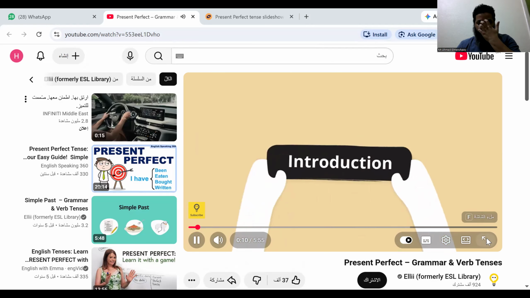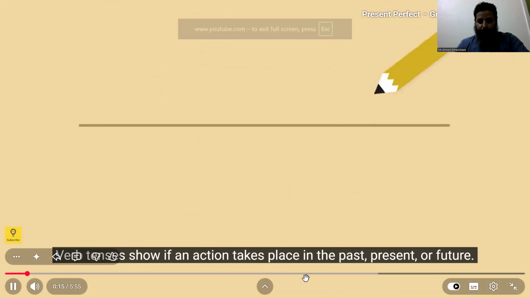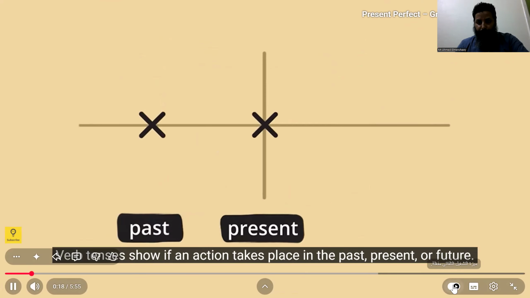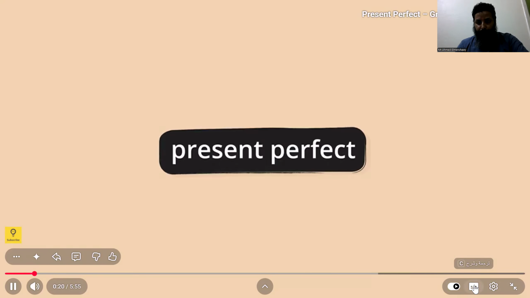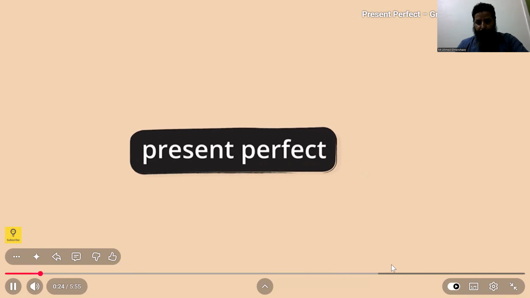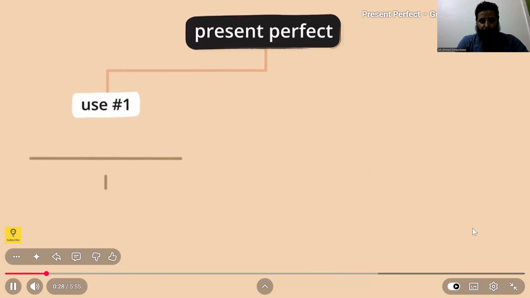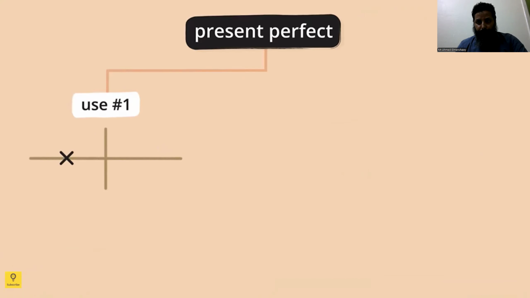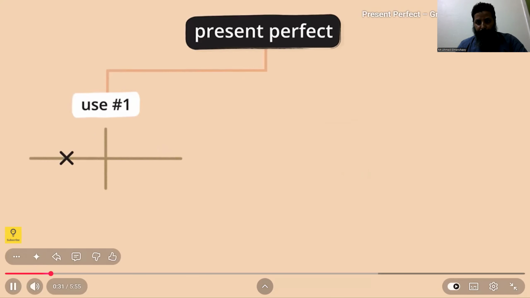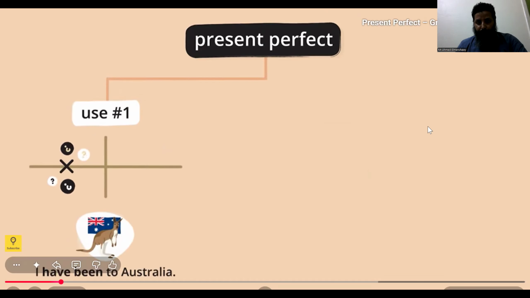What are verb tenses? Verb tenses show if an action takes place in the past, present, or future. The present perfect is a verb tense. We use the present perfect tense for two reasons. The present perfect can show a finished past action. It doesn't show when this action took place. For example, I have been to Australia.